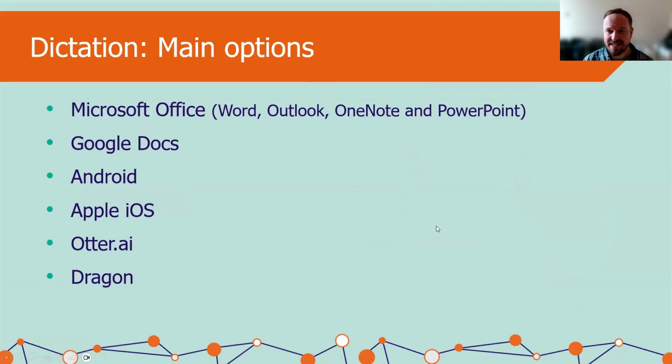So for the main options with dictation, not an exhaustive list, but we can do this within Microsoft Office, in Word, Outlook, OneNote, and PowerPoint. We can do this in Google Docs, on Android devices, the mobile phones, Apple iOS, so both tablets and phones. Otter AI is a particular tool that we've used more recently, and also Dragon NaturallySpeaking.